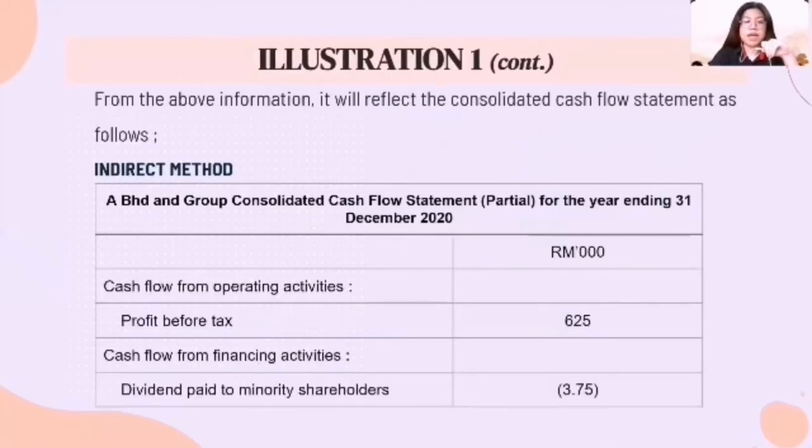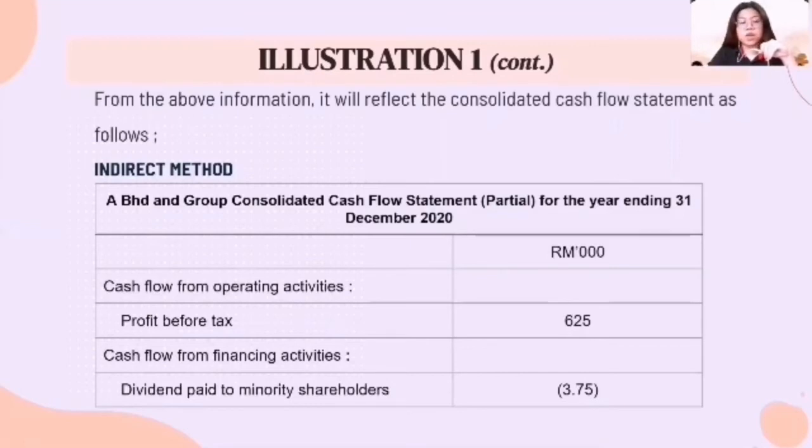The next method is the indirect method. Under the indirect method, it is the same as what we did in the direct method, just that in the indirect method, we have to add on the profit before tax, which will be put under the cash flow from operating activities. As you can see here, the amount of the profit before tax is 625,000. How do we get this amount, 625,000? We can get it from the previous slide, which is stated under the consolidated income statement.